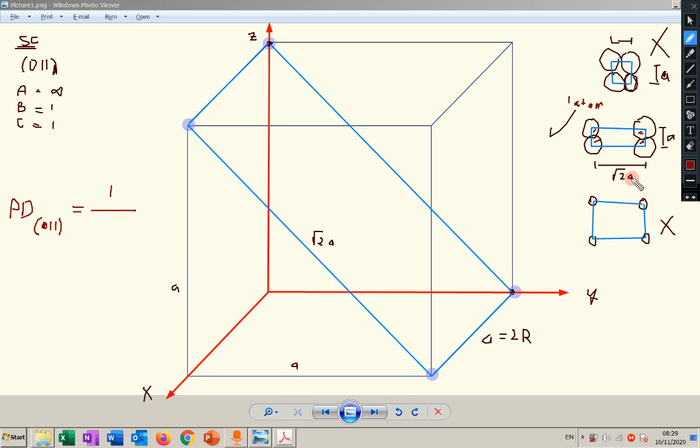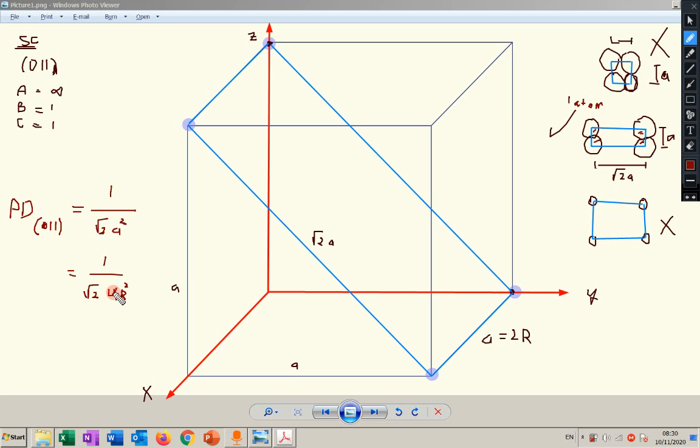The area will be root 2A times A, which is root 2A squared, so we have to represent it with respect to R. Whenever I ask you to represent with respect to R, we know that A is equal to 2R. So if I do this one, squaring it will be 4, that gives 4R squared. So it's root 2 times 4R squared. This is the planar density for (0, 1, 1). Leave it like this, it's okay.